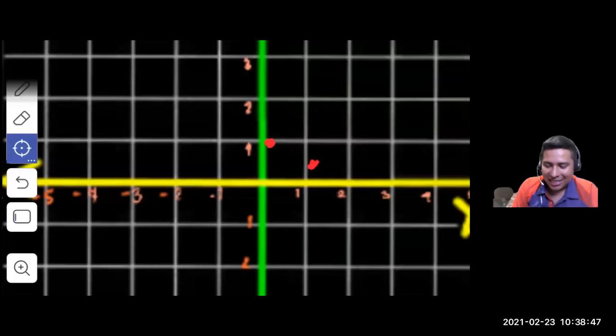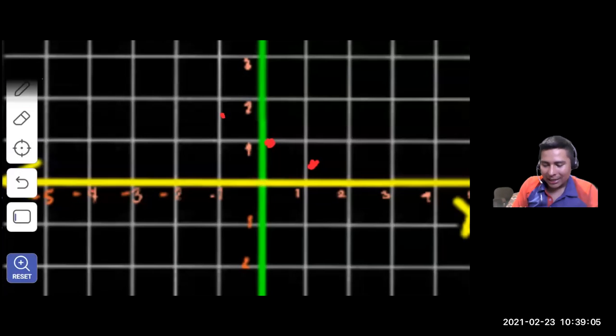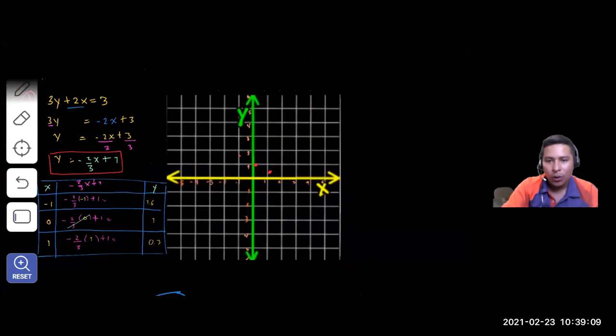Okay, 1.6, guys, this is negative 1 for x, right? 1 for y, this is 2. 1.6 is going to be like here, between 1 and 2. Let's say that this is 1.6. Take a look, guys, that we have the 3 points. Now let's use the ruler and get a line.